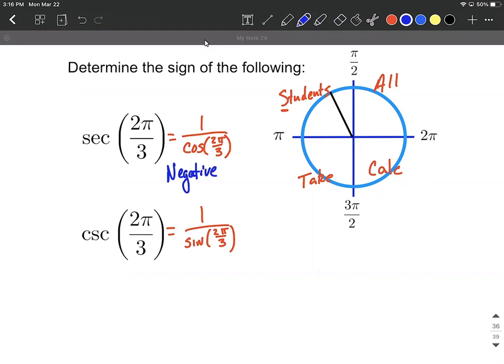For cosecant of 2 pi over 3, which is equivalent to 1 over sine of 2 pi over 3, sine is positive in the second quadrant. So this is going to be positive as well.